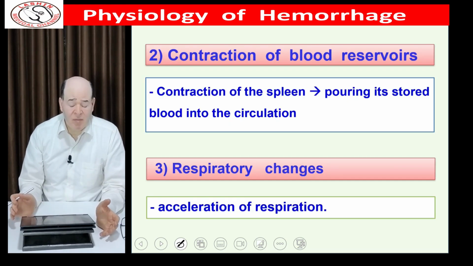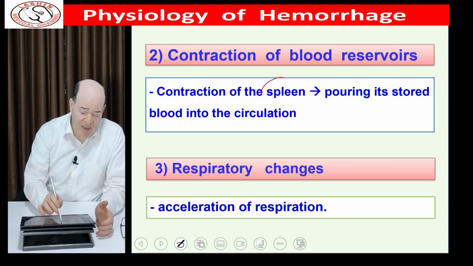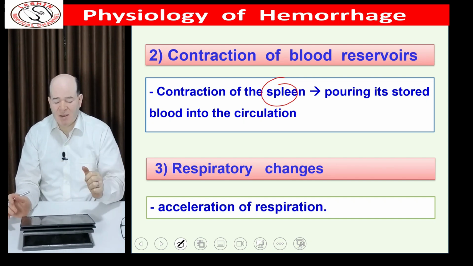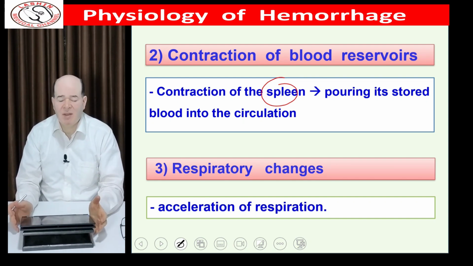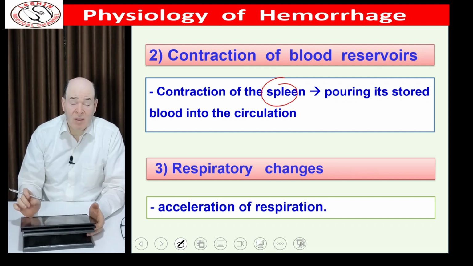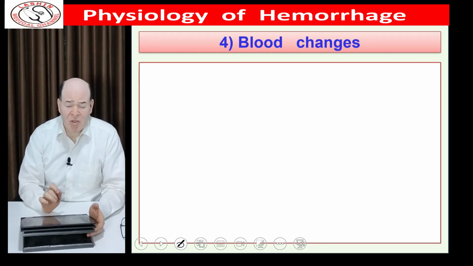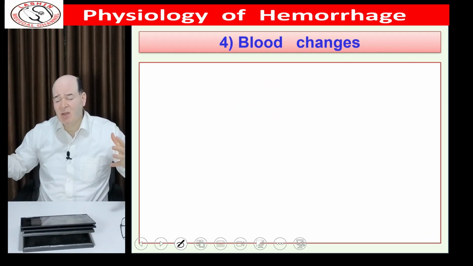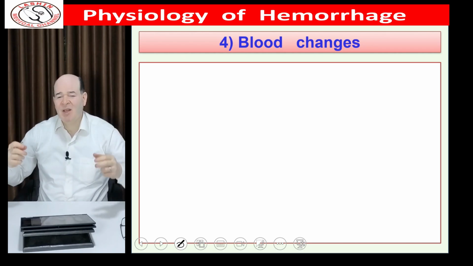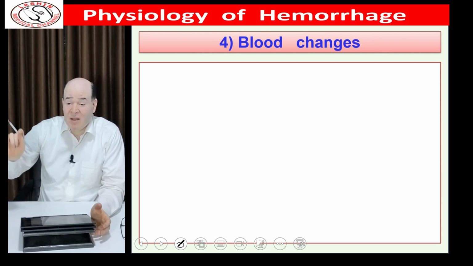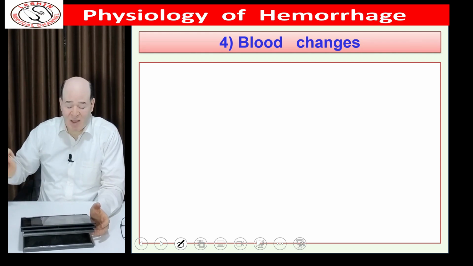Second, contraction of blood reservoir. We have the spleen, and it has about 250 milliliters of blood. It contracts and pours them inside the general circulation. Respiratory changes. There is a state of accelerated respiration. The significance of exaggerated respiration here is to increase negativity inside the chest, and this acts as a suction power which increases venous return and subsequently the cardiac output and subsequently the blood pressure.